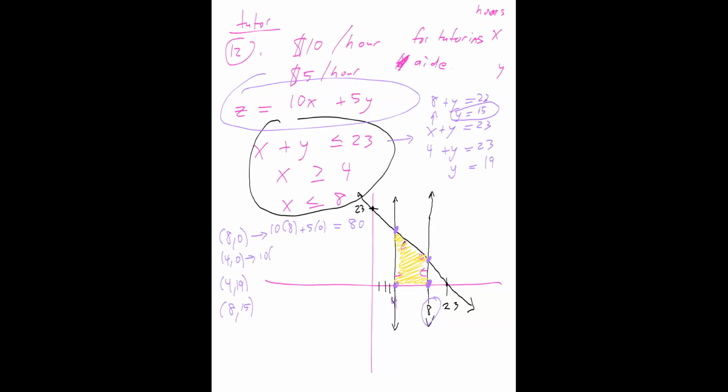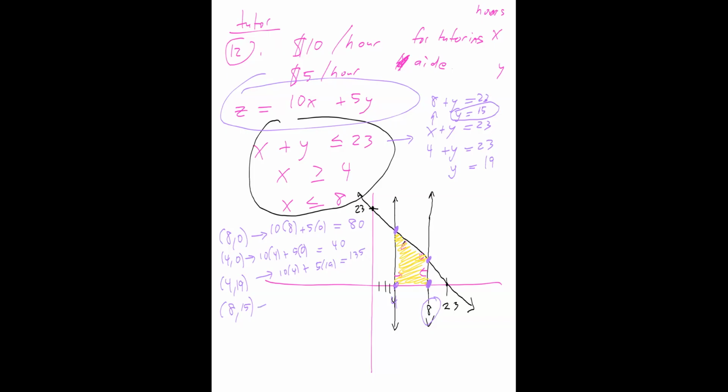Because we're doing $10 an hour, 10x plus 5y. What is 10 times 4 plus 5 times 0? It's 40. All right, then what about 4, 19? That'd be 10 times 4 plus 5 times 19. What does that equal? 135? All right, perfect. Good job.